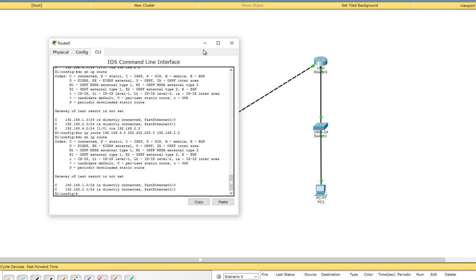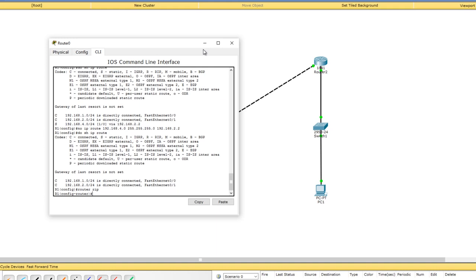RIP we're going to look at in depth in the next video, but this is just for demonstration. So don't worry, I'm just quickly going to run through it. I will come back to how to configure this in the next video. So don't worry, just look at the magic, right? So I'm saying router RIP version 2.